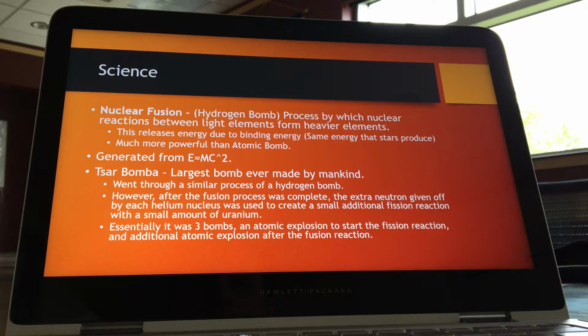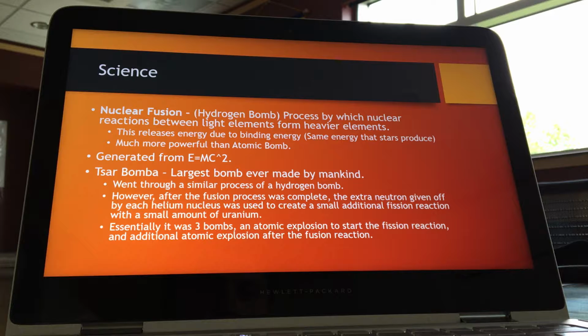And Tsar Bomba, which is the largest bomb ever made by mankind, was detonated by the USSR, and it went through a similar process to a hydrogen bomb. However, after the fusion process was complete, the extra neutron given off by each helium nucleus was used to create a small additional fission reaction with a small amount of uranium. So that's where you see the combination of both fusion and fission.